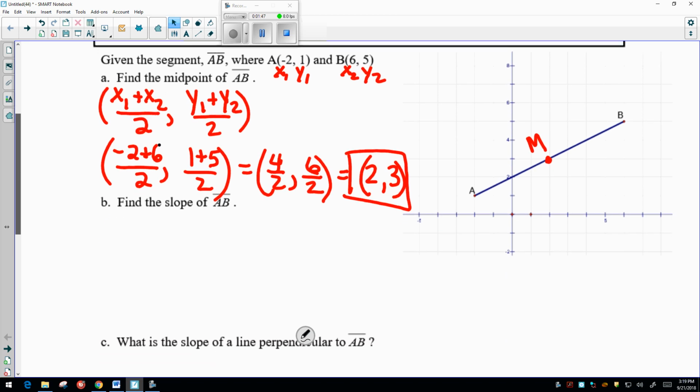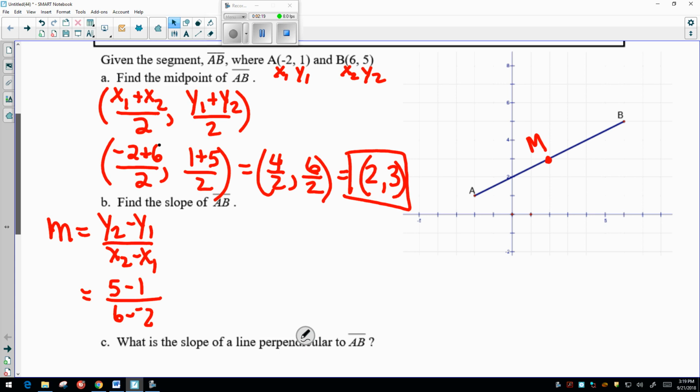The second thing we're going to do is find the slope of AB. Again, reminding ourselves of the slope formula, it's in your notes from previous and also in your flip book: change in y over change in x. Using the same coordinates from above, we plug into the formula: y2, which is 5, minus y1, which is 1, divided by x2, which is 6, minus x1, which is -2. Be careful with your signs on that.